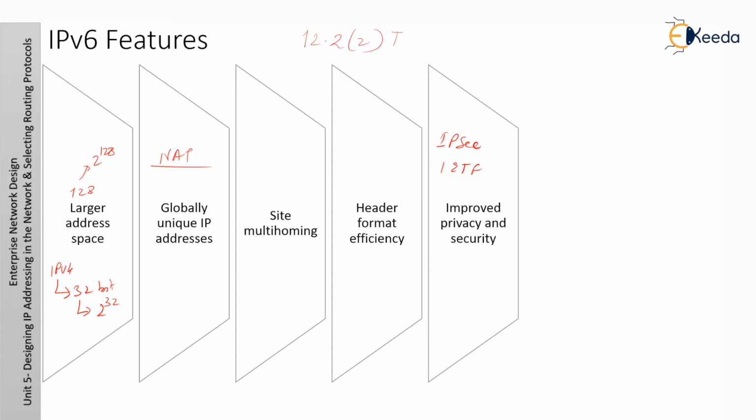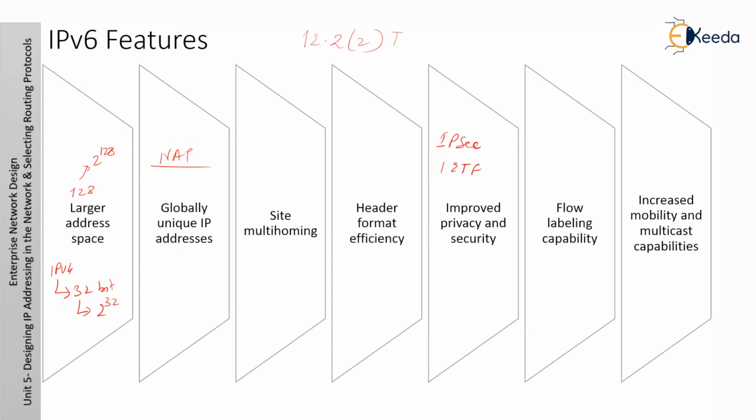Then come to flow labeling capability. This new capability enables the labeling of packets belonging to particular traffic flows for which the sender requests special handling, such as non-default quality of service or real-time services.